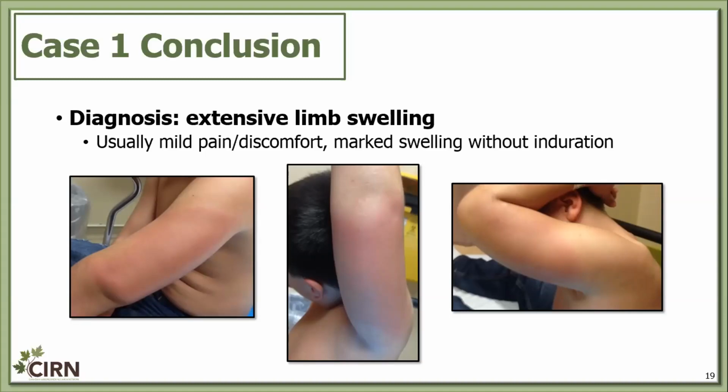And this is a different child who I saw a number of years ago with a reaction after flu vaccine, and really had no pain with moving his arm all around, but did have marked swelling without induration. I got called to see him in the emergency department because they wanted to start antibiotics on him, but fortunately, we were able to head that off. So generally, they are non-toxic. They don't have systemic inflammation.